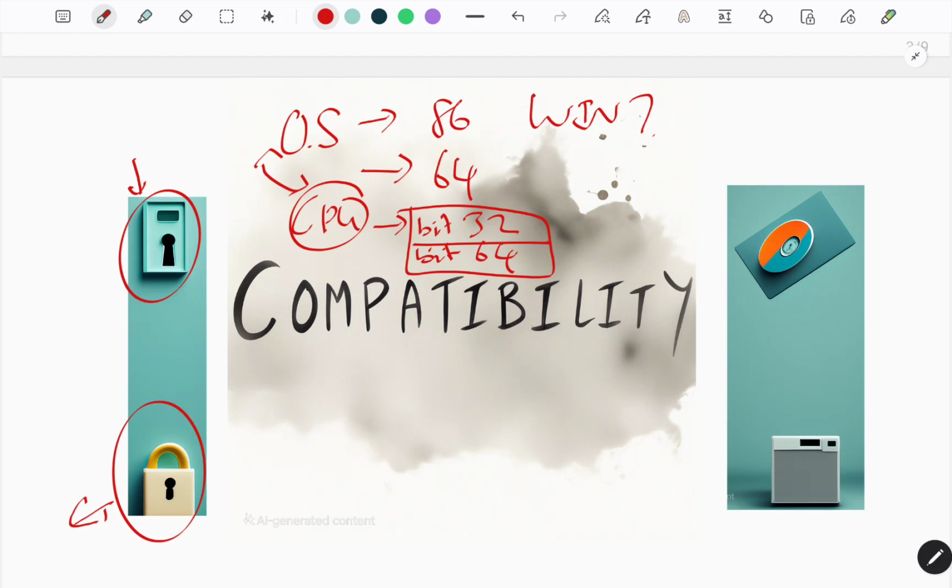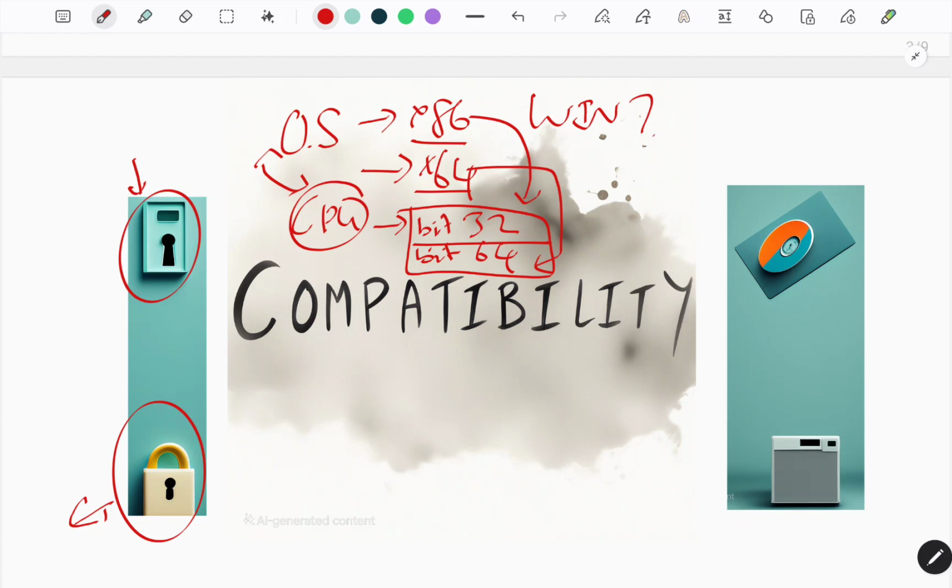two types, right? One is x86, one is x64. Don't get this wrong, you know. This one is this one, this one is this one. This is the architecture of the CPU, and then the architecture of the operating system.